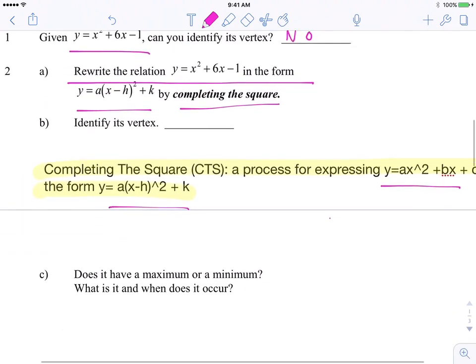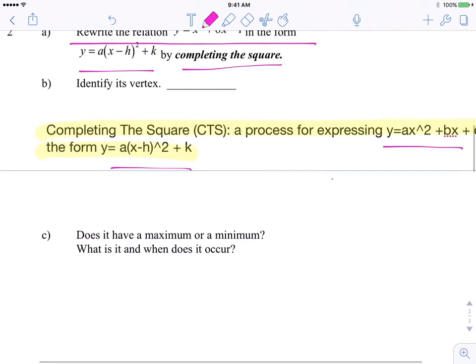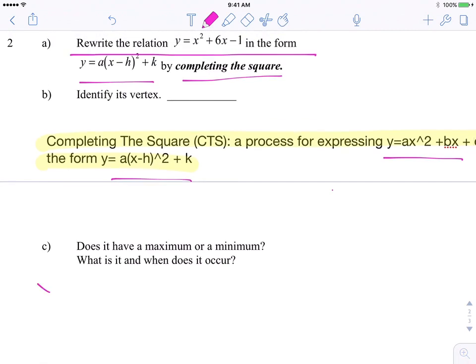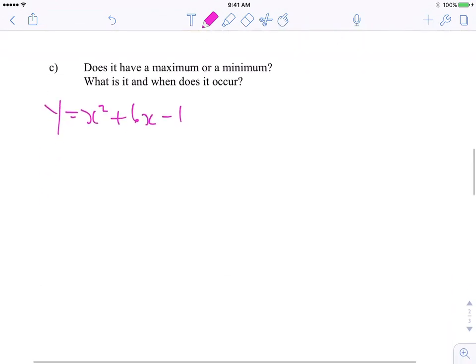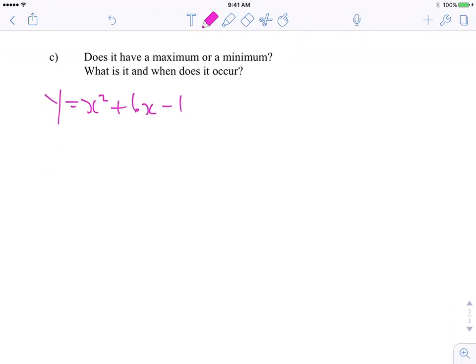How do we do that? Well, let me take that question and bring it down here. So I'll have y equals x squared plus 6x minus 1. You'll notice that it's not factorable. We could get root form if we wanted to, and we can find the vertex using root form by finding the midpoint of the roots, etc.